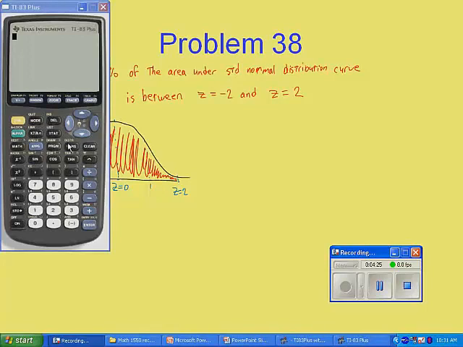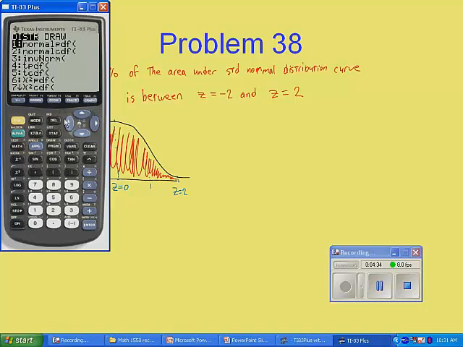Well, under variables you have this, DISTR for distributions. So we'll hit second variables, and you notice there's normal PDF and normal CDF. What we're going to want to do for area is normal CDF. Okay? So I say normal CDF. We give time for people to find that.